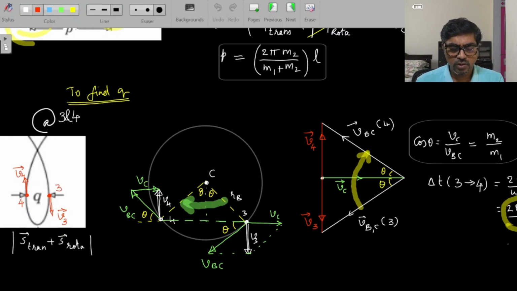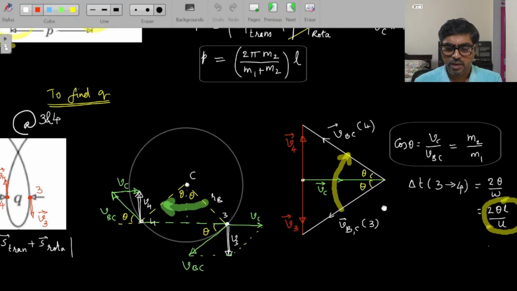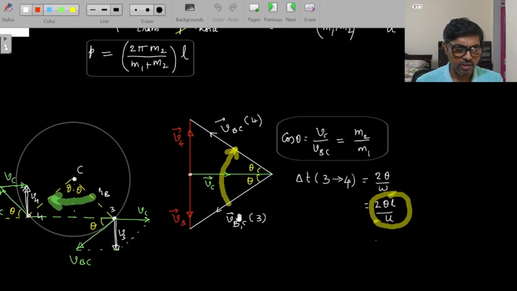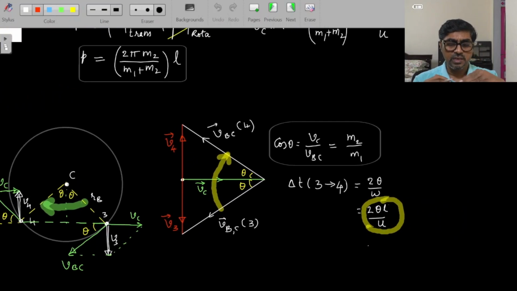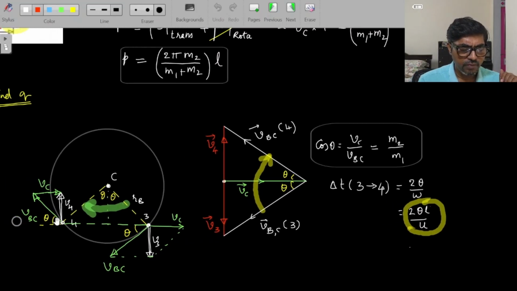Now if you take out only the VBC and VC and draw the diagram separately, this is going to be the diagram. This VBC is corresponding to point 3. It is theta below the line of VC. And over here VBC is theta above the line of VC. This is going to be VBC corresponding to point 4.